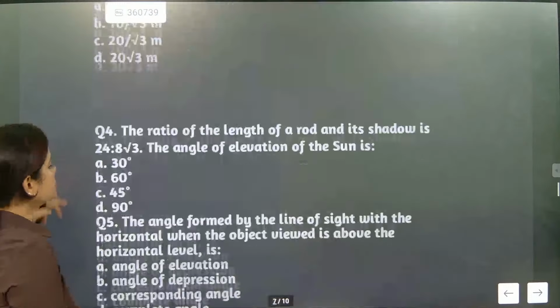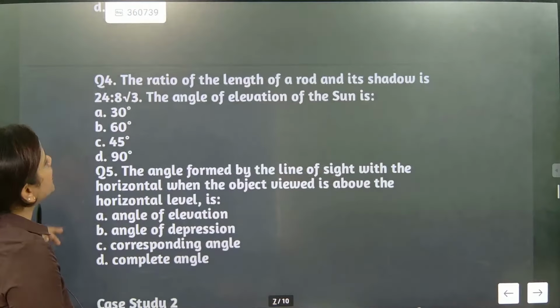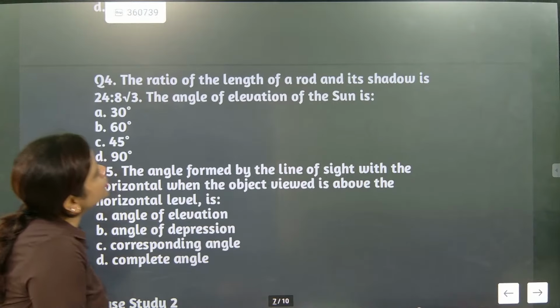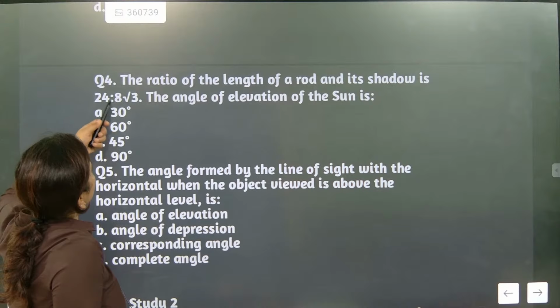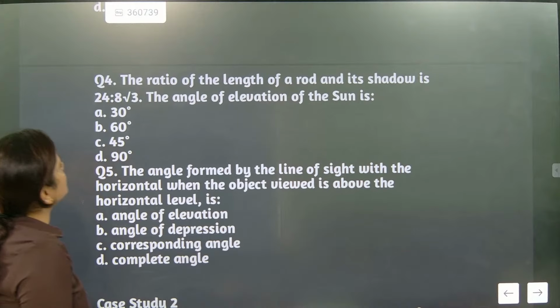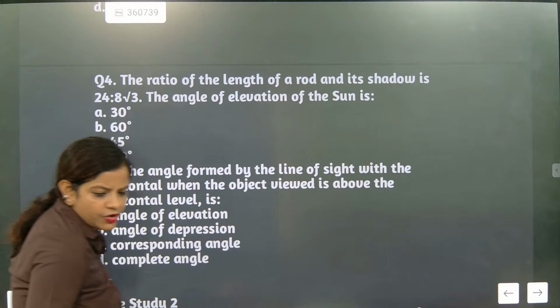Now beta, we will go for the second case study. Can you go for it? Okay, no more questions are there. The ratio of length of a rod and its shadow is 24 is to 8 root 3. The angle of elevation of the sun is, come on, go for it. You can do it, children.